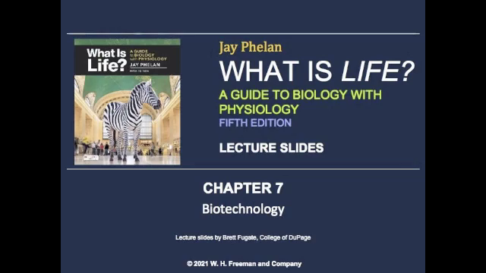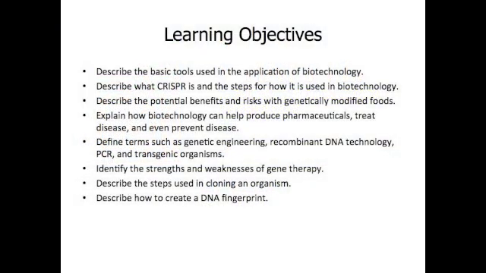Tonight's lecture is over Chapter 7, Biotechnology. Our learning objectives for this chapter are to describe the basic tools used in the application of biotechnology, to describe what CRISPR is and the steps for how it is used in biotechnology. Also, we should be able to describe the potential benefits and risks with genetically modified foods.